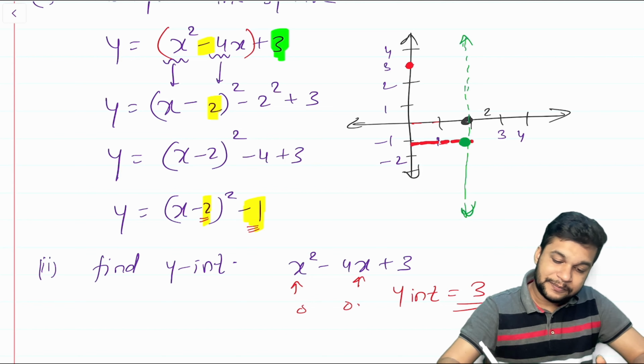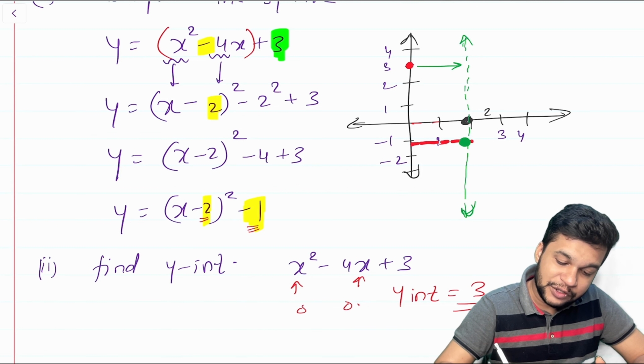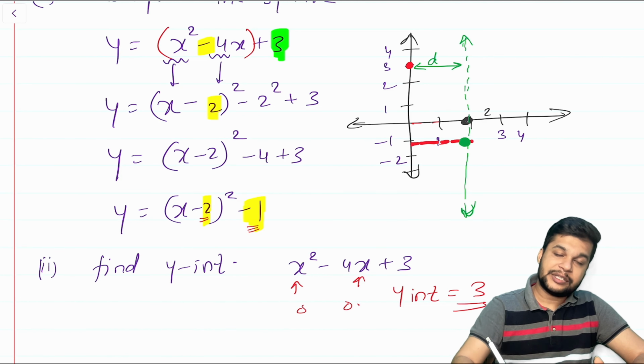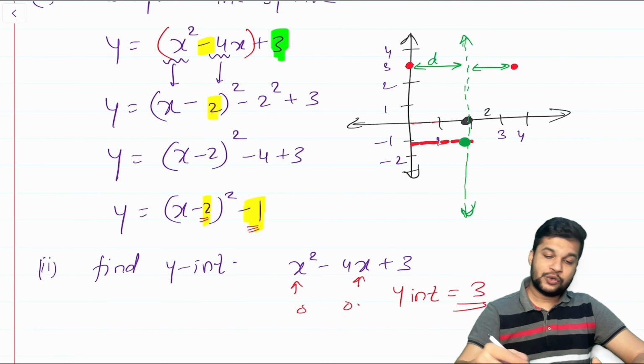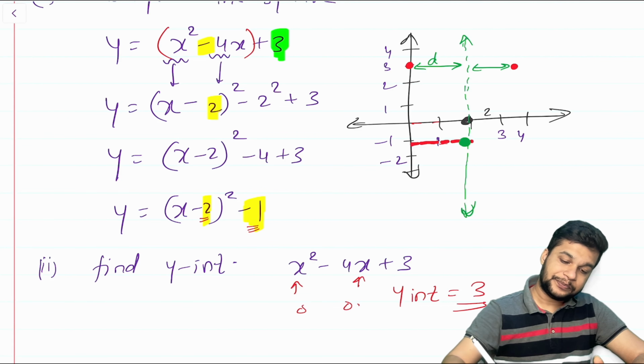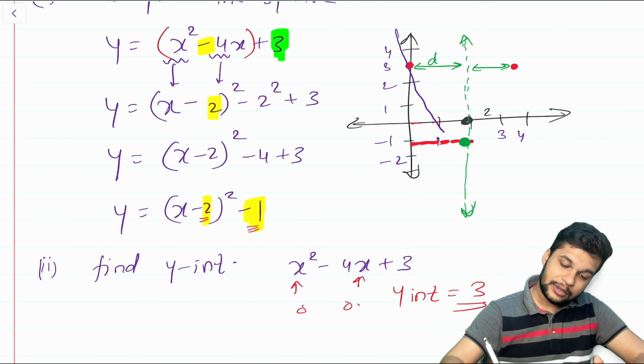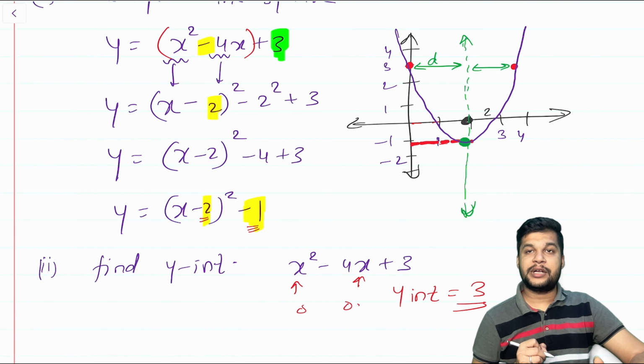Now the thing is, we have the axis of symmetry. So let's say if this distance is d, then at the same distance on the right hand side we will have one more point. Right? So let us join these 3 points and you will get the answer. So let us join these 3 points, and this is how your quadratic curve will look like.